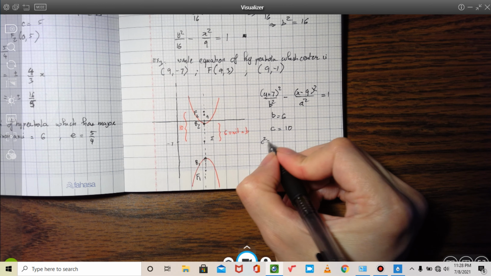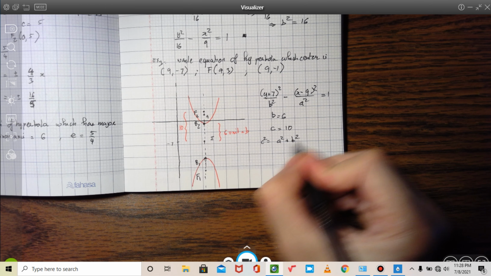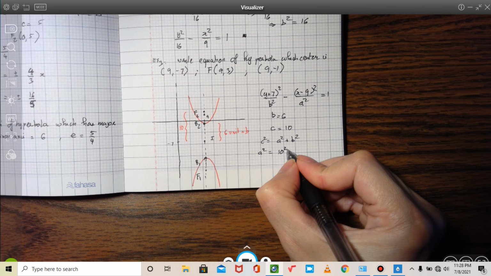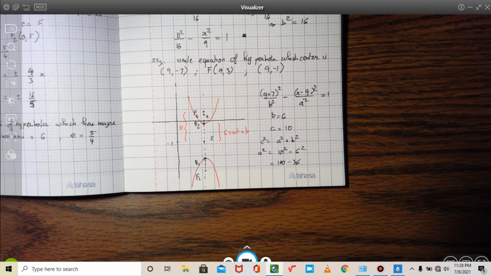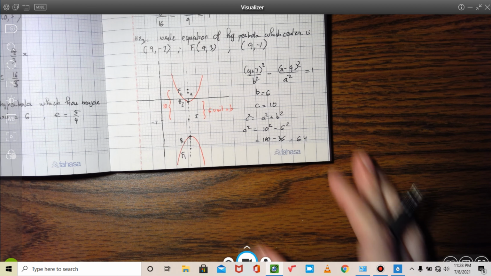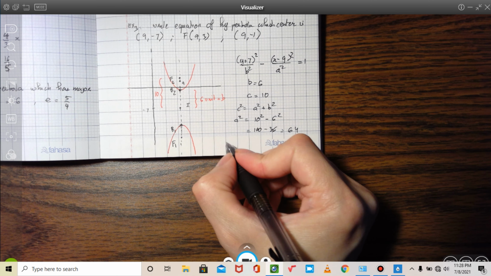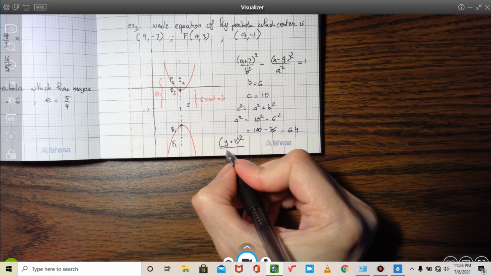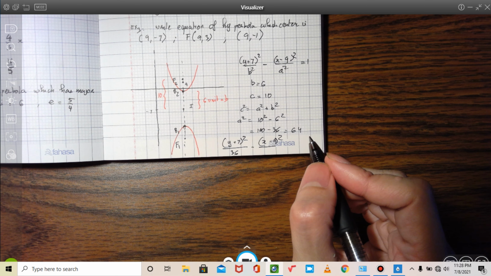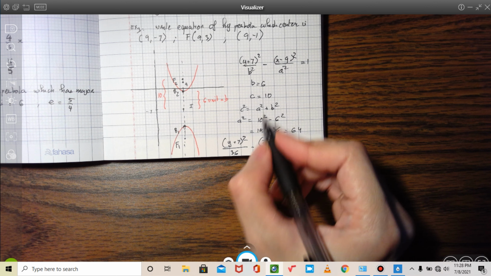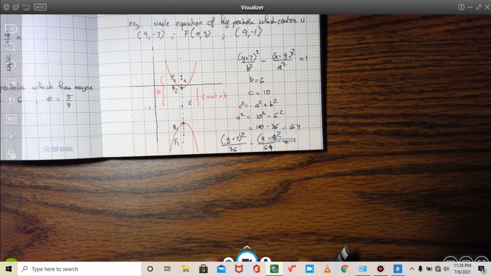So we know c square equals a square plus b square. So a square equals c square minus b square. So it'll be 10 square minus 6 square. So it'll be 100 minus 36. All right, so 100 minus 36. So it would give you 64 is a square. Then you see that you can get the equation easily. So my equation will be y plus 7 square over b square, which is 36, minus x minus 9 square over a square, which is 64, equal 1. Yes, so it's good. I thought I got it right. There you go.